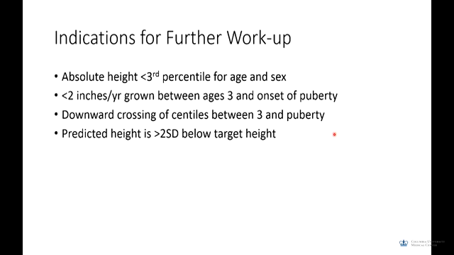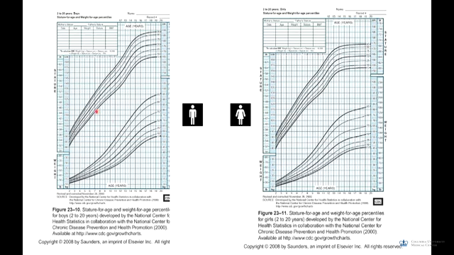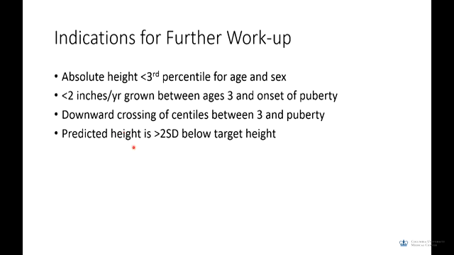However, if you want to do a workup for someone, you really want to consider these factors, which are absolute height, which is less than the 3rd percentile for age and sex. The biggest one here, and if you want to make a note of it, is less than 2 inches a year grown between 3 and the outset of puberty, which is what I mentioned before. Downward crossing of centiles between 3 and puberty, so that would be suddenly dipping out of the centiles. That would be something to be worried about. And also, if the predicted height is greater than 2 standard deviations below the target height.